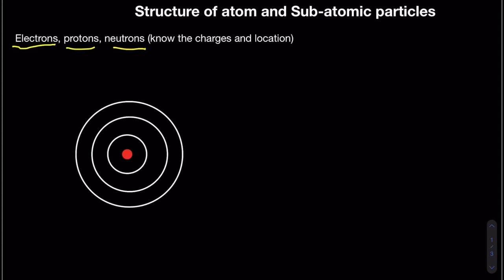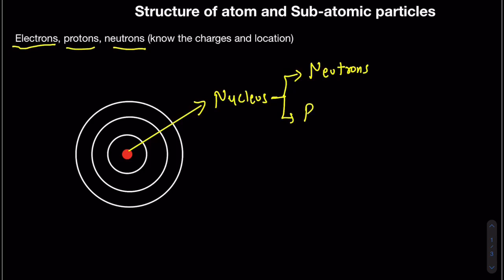So to start out with, an atom contains a very small center. It's going to be called a nucleus, and the nucleus has two subatomic particles. We got the neutrons and we got the protons inside the nucleus. The symbol for the neutrons is N, the symbol for protons is P.